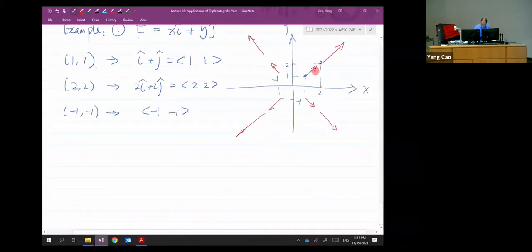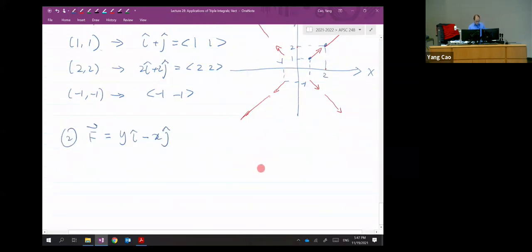Just bear in mind how each vector is generated and how the vector is attached, right? So that's how you generate vectors. So let's take a look at another type of vector function. Okay. So let's say this is another one in here: y i hat minus x j hat.